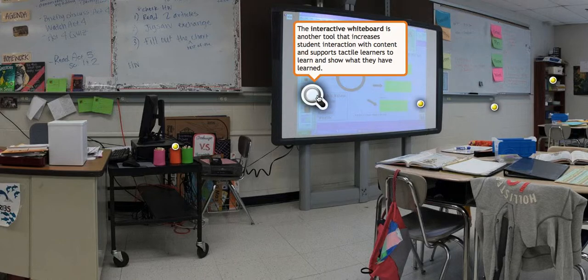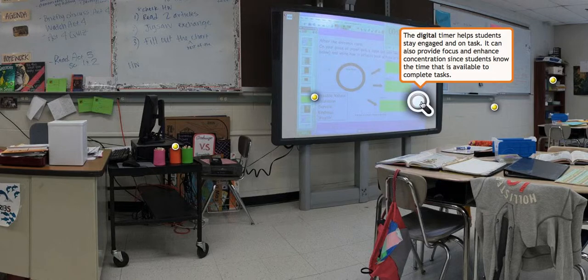Here's an interactive whiteboard, which is another tool that increases student interaction with content and supports tactile learners to learn and show what they have learned. These whiteboards can be used for many resources. There is a digital timer on the whiteboard, which helps students stay engaged and on task. It can also provide focus and enhance concentration since students know the time that is available to complete tasks.